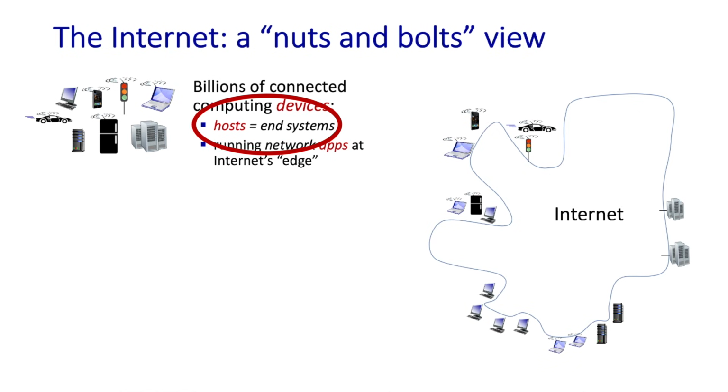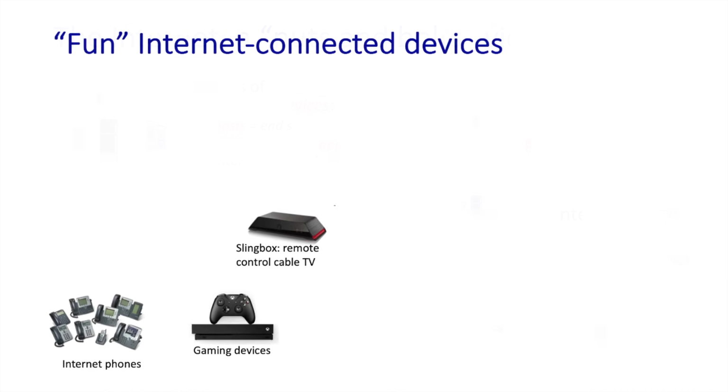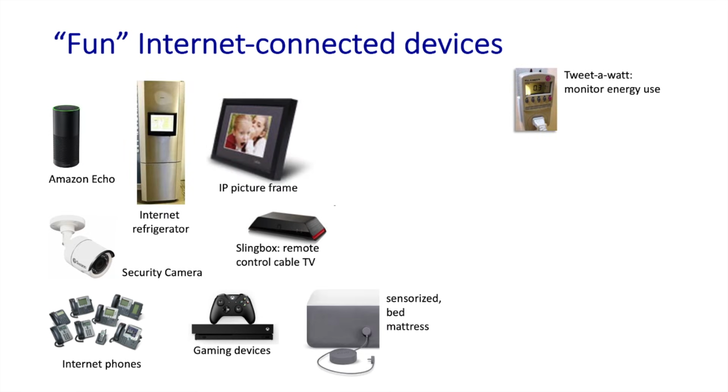We'll often call these devices hosts or end systems. And there are tons of different types of devices that can be connected to the internet. Of course, there are computers, our own personal computers, computers in data centers, as well as smartphones connected to the internet. We've got internet-connected gaming and media streaming devices in our home. We've got digital personal assistants, security cameras, energy monitors, appliances like refrigerators, washers, dryers, picture frames, and even your mattress can be connected to the internet.